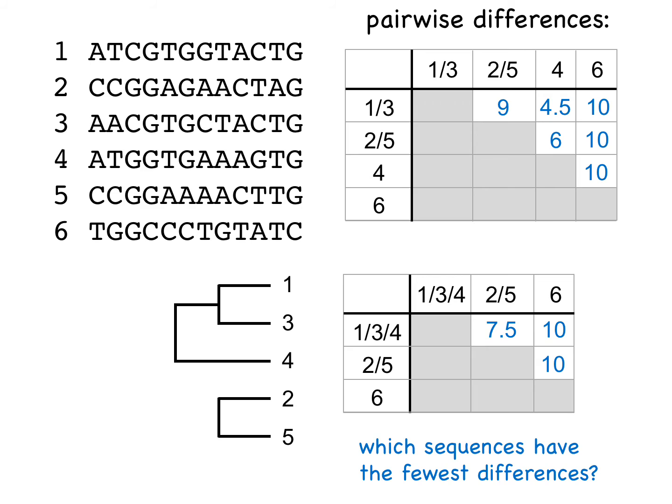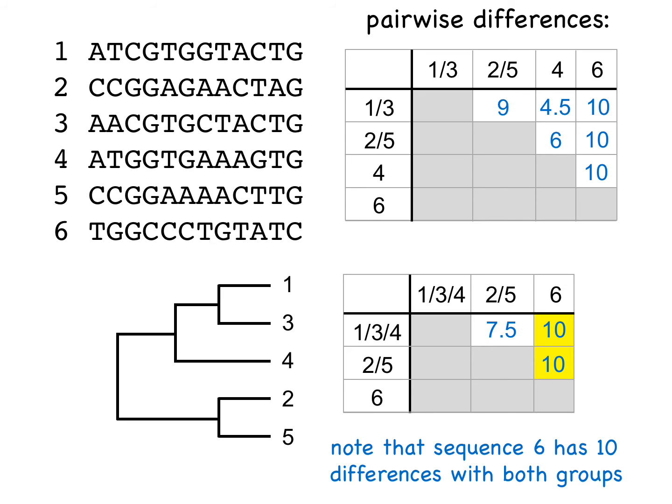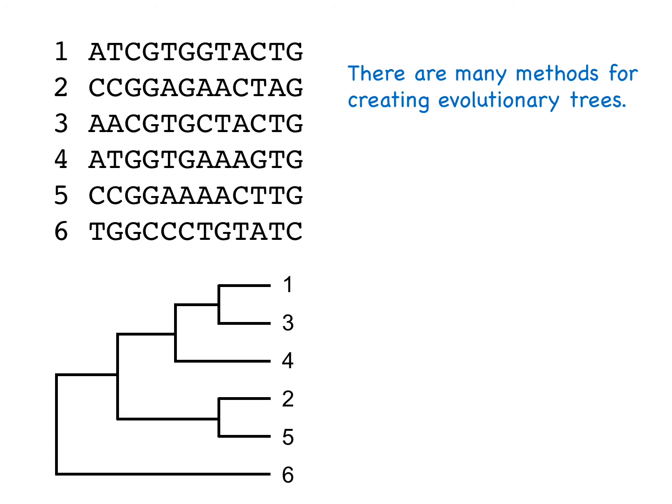If we look at which sequences have the fewest differences, it's grouping 1, 3, and 4, and 2 and 5. So now we can connect these two groups together, because these are the most closely related to one another. Sequence 6 has 10 differences with both of these groups, so it's going to be the most distantly related to all of these. And so this is going to be an outgroup that's connected at the very top to all of these other groups, because 6 has the most differences with these groups. And that gives us our final phylogenetic tree.